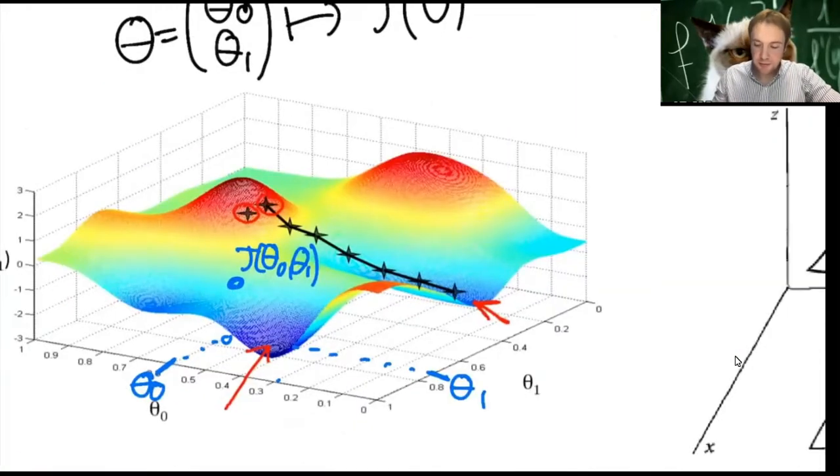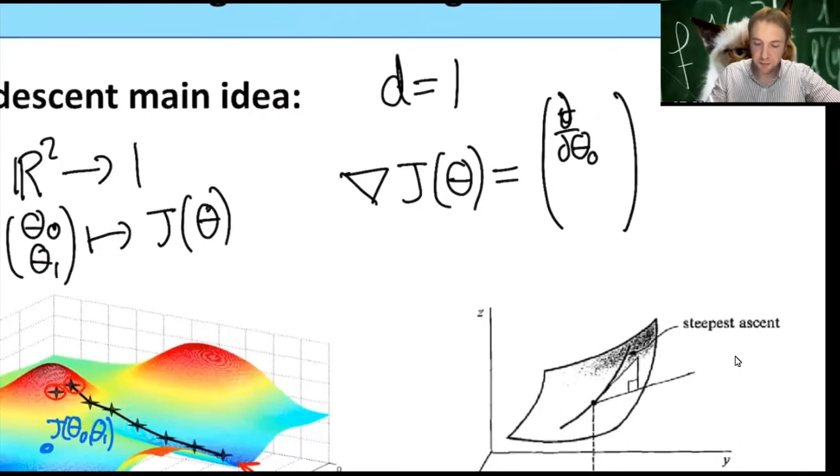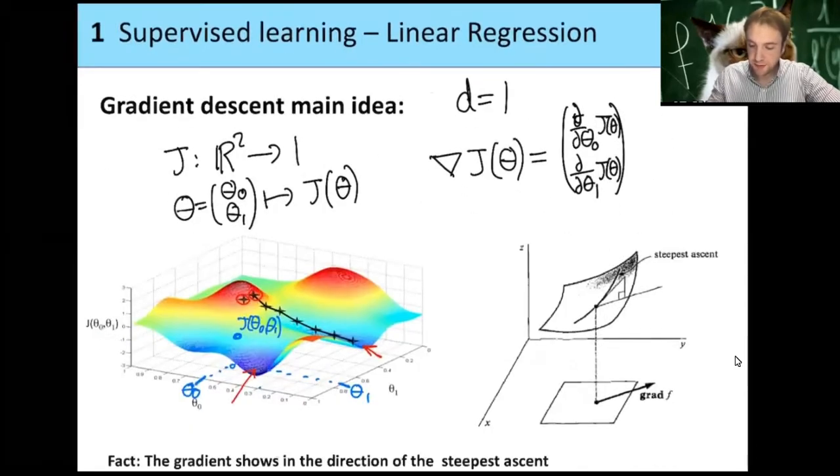The way to decide in which direction we should go is by using the so-called gradient. The gradient of J at some point theta, denoted by this nabla, is a vector, in this case of size 2, where in the first component we take the derivative of J with respect to theta 0, and in the second component we take the derivative with respect to the second variable, and then plug in theta.